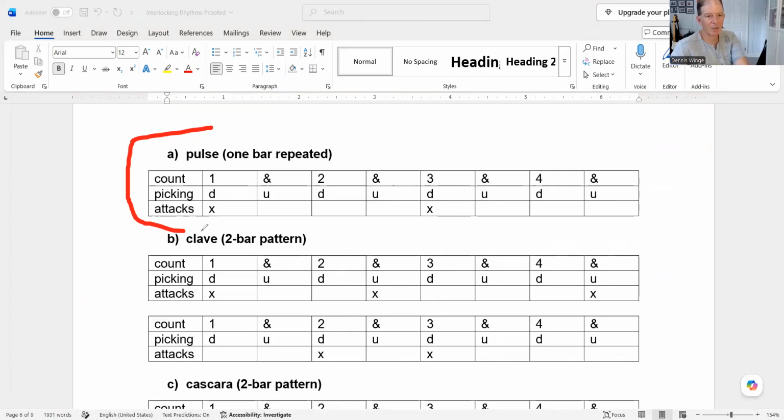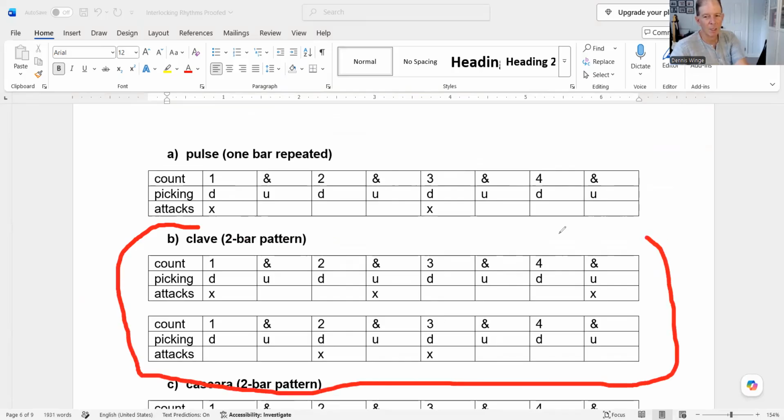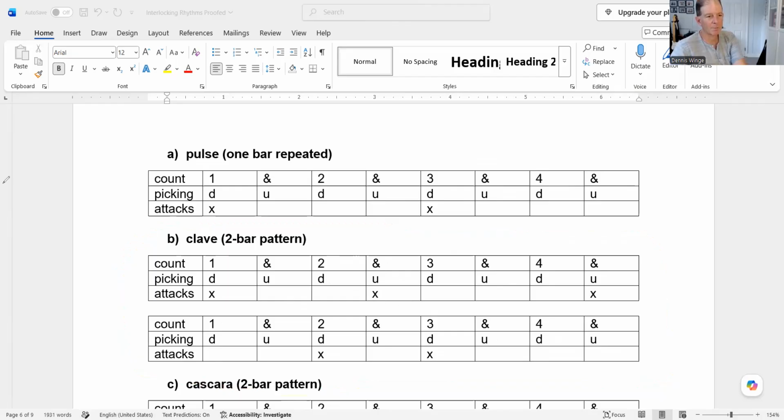Again, guitar part A is just the pulse, like 1, 2, 3, 4, 1, 3, 1, 3, and then part B is the clave, which is 3-2 now, 3-2 rumba clave, like 1, 2, 3, 4, 1 and 2, 3. And then the cascara pattern is just like these other parts.